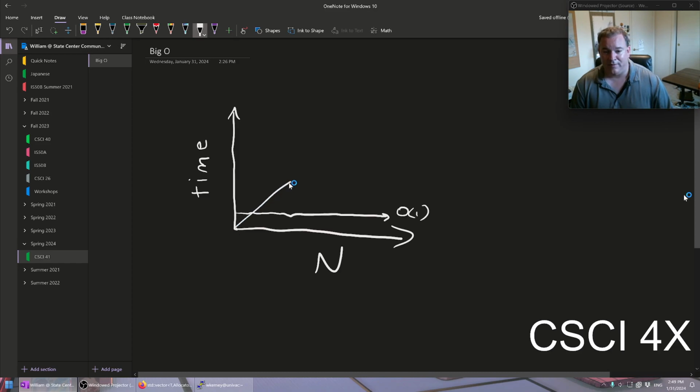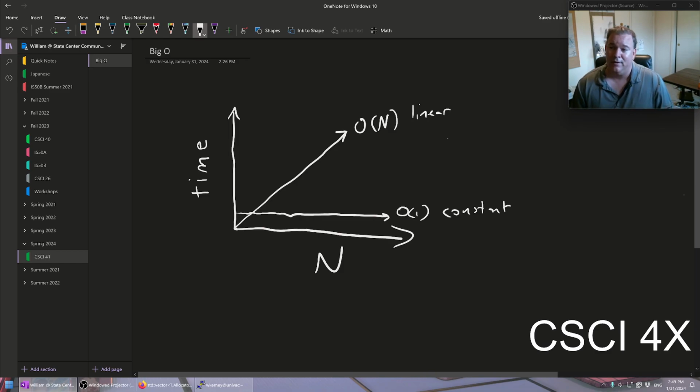For printing all the elements in a vector, it's going to have a linear relationship. So we call this constant running time, and we call this a linear relationship. If you want to print all the elements in the vector, you go through the whole vector and print them all. If you have 10 people in the vector, you do 10 units of work. If you have 100, you do 100 units of work. 1,000,000, you do 1,000,000 units of work.